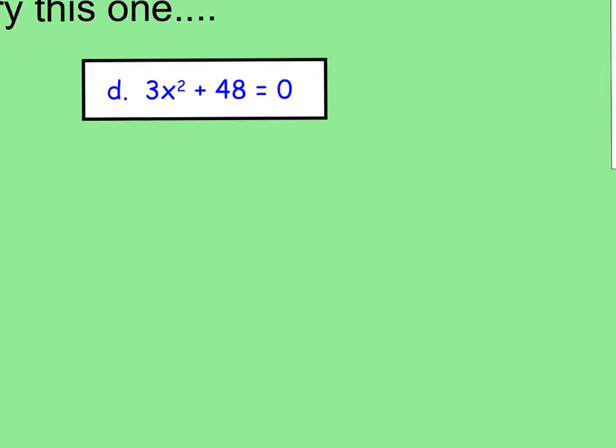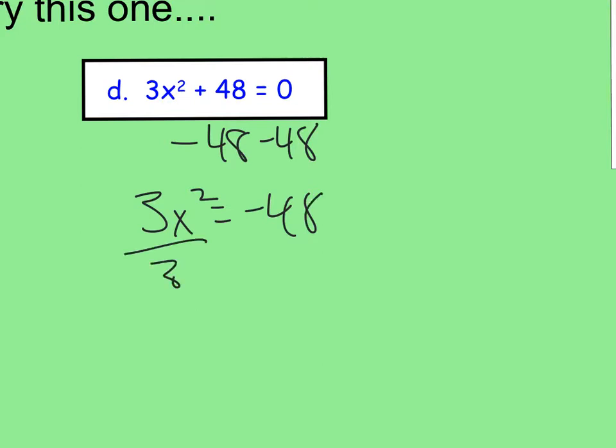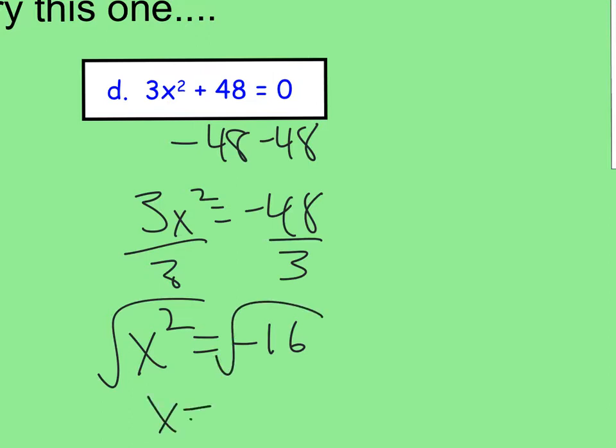All right, so if I take a look at this one, hopefully you might start to see my hiccup here right before as I get going. So if I subtract 48, 3x squared equals negative 48. Divide by 3, x squared equals negative 16. Square root. Some of you that are going to get this wrong are going to try to tell me it's 4, or maybe you're clever and you think it's going to be negative 4. Neither of those are true.